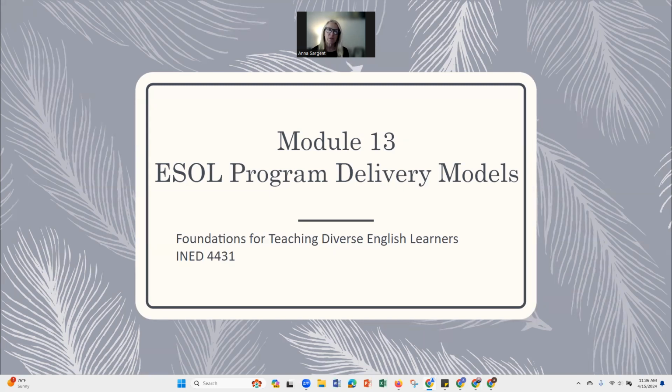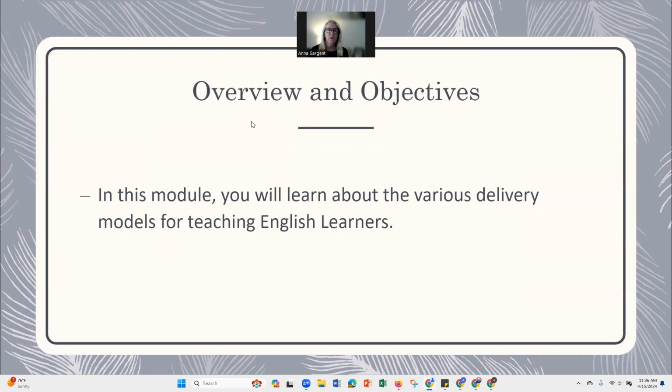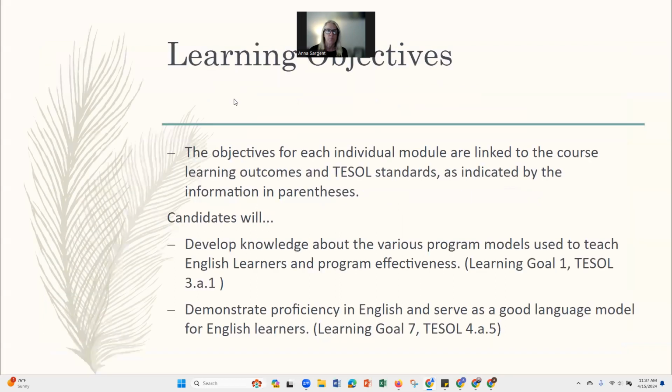I know you guys are getting so excited as we near the end of this course together, and you get ready for your next steps. As we get ready for Module 13, the topic of our discussion is ESOL program delivery models. In this module, we're going to learn about the various delivery models for English learners, as well as the obligations of the school system for serving these ELs.